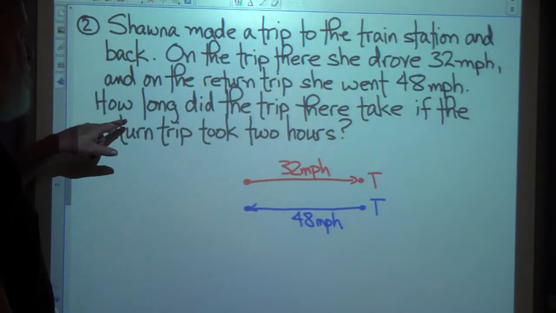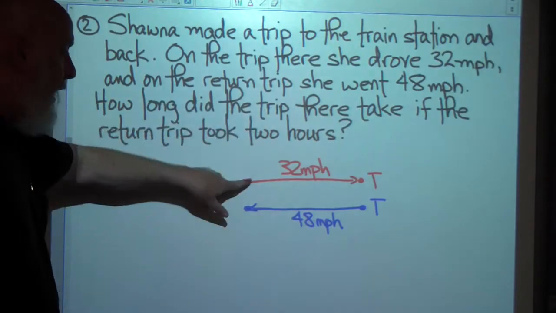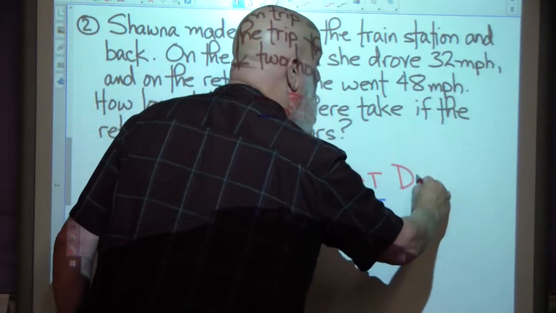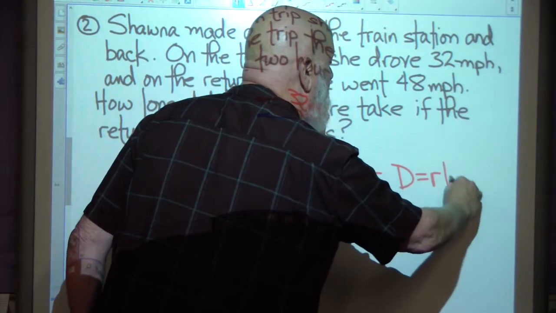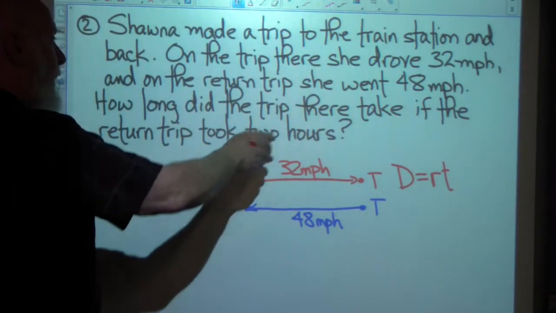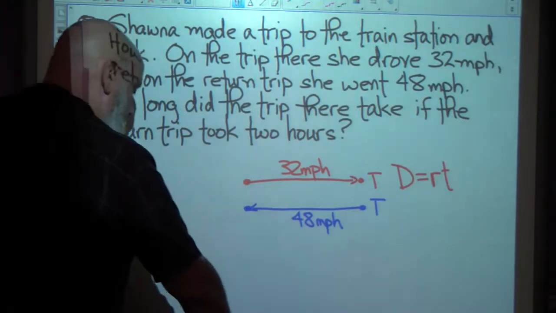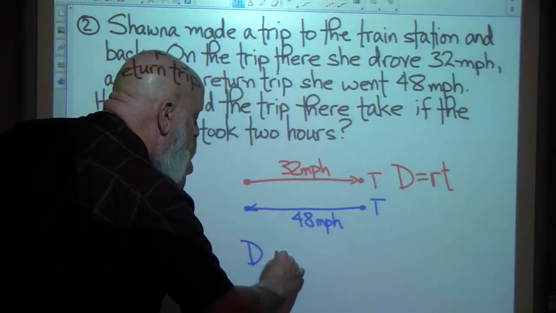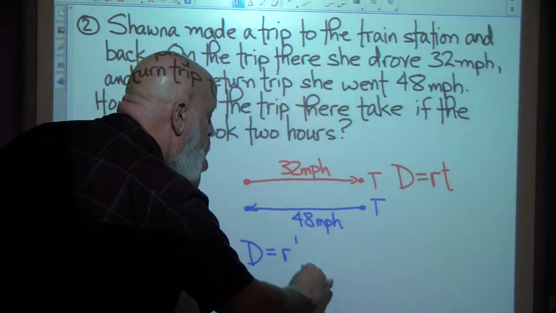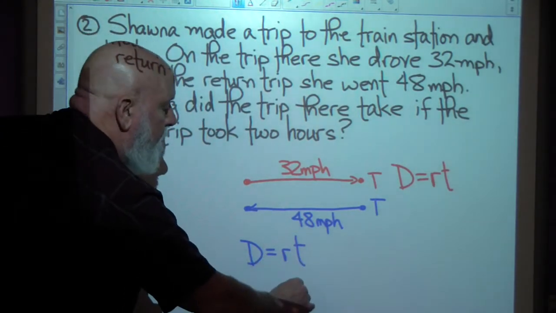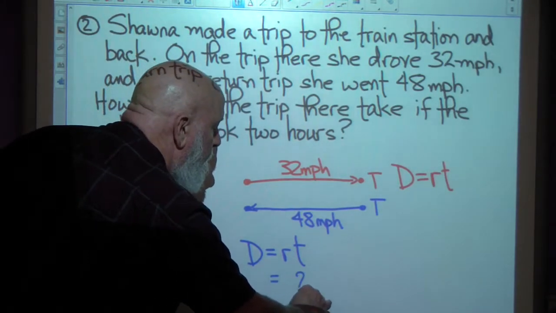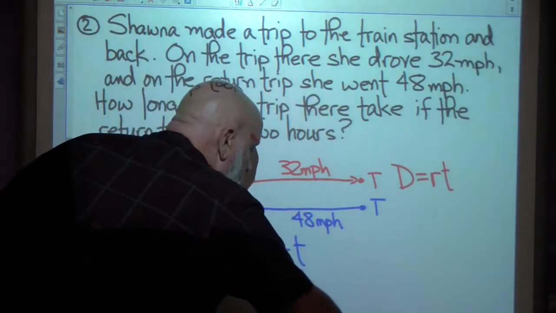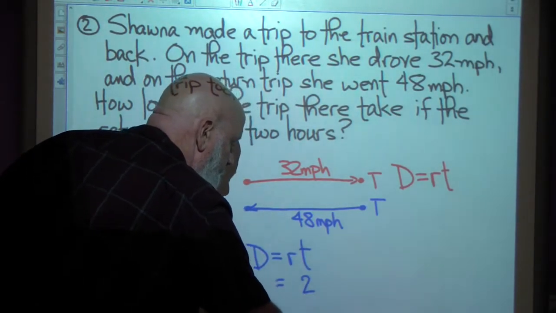How long did the return trip take? How long did the trip there take? I'm sorry, how long did this trip take? This trip. If the return trip took 2 hours. So let's take a look at the return trip real quick. Distance equals rate times time. The return trip took 2 hours. The rate was 48 miles an hour.